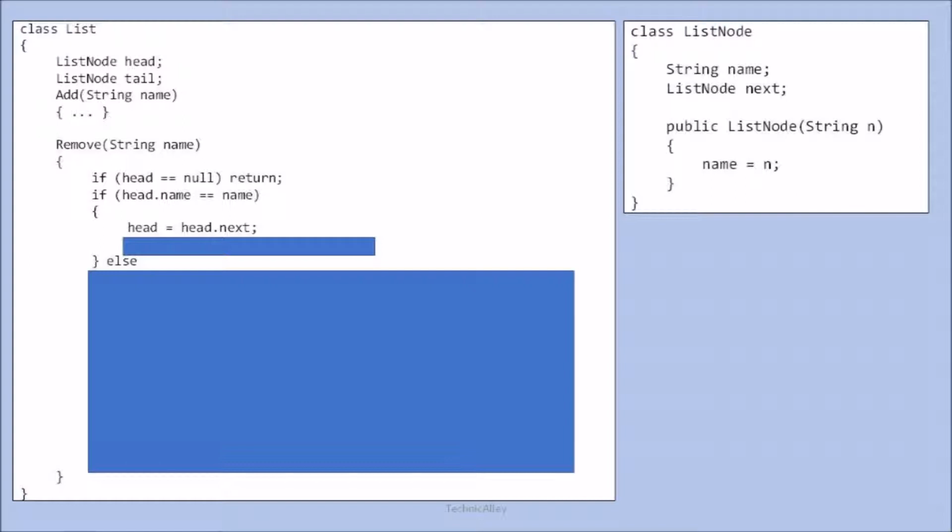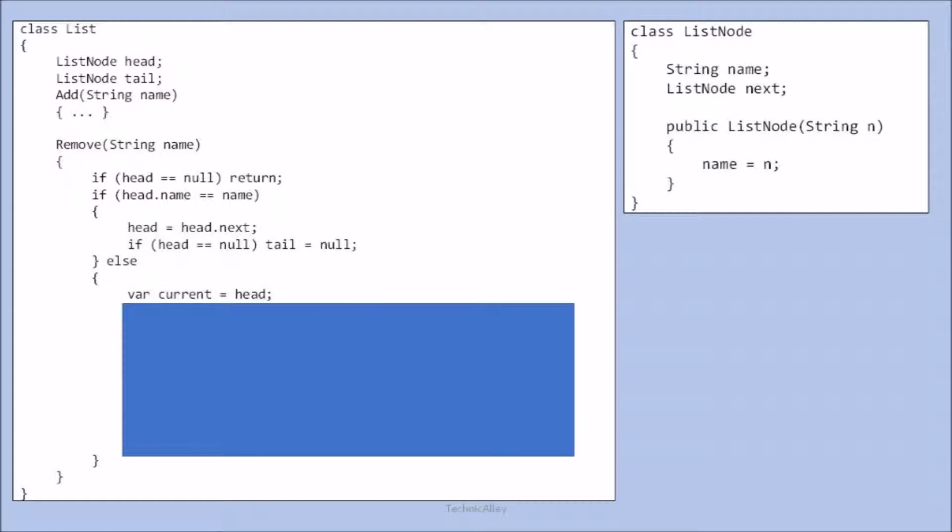However, in this case, we need to check one more thing. If the list originally had just one element and we're now removing it, after moving the head by one element forward, the new head is now empty, which means the list contains no elements. In this case, we need to clear the tail reference too, because when the list only had one element, it was both the head and the tail of the list, and now with the list being empty, both head and tail should be empty.